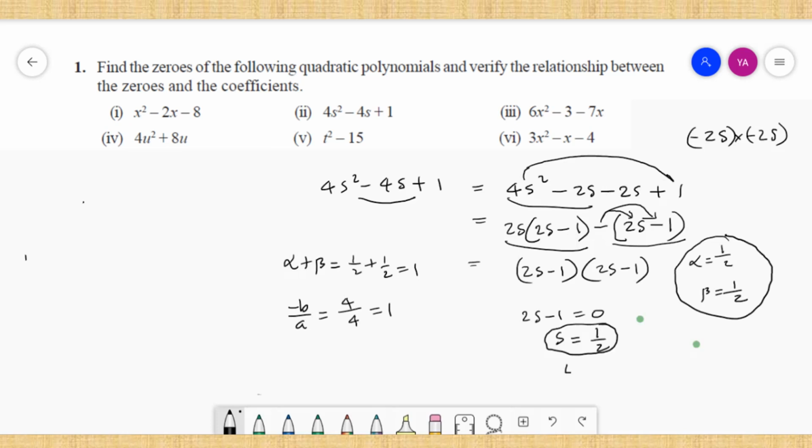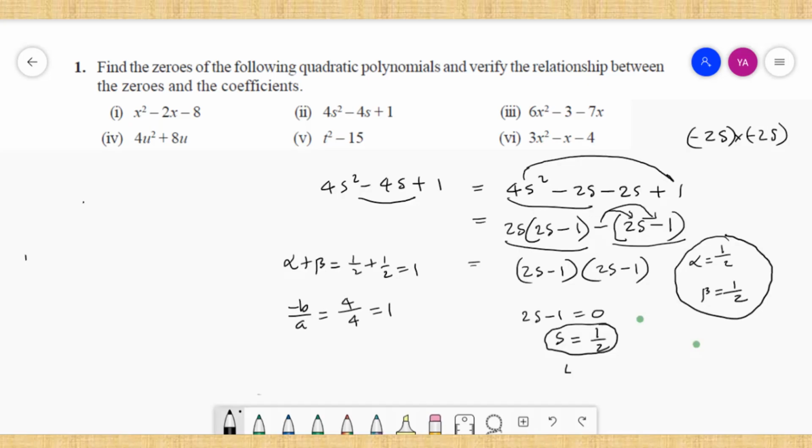The second relationship: the product of the zeros is equal to c by a. You can verify that. Very simple, right? The product of the zeros is 1 by 2 into 1 by 2, that is 1 by 4. And c by a: c is 1 and a is 4, so c by a is also 1 by 4. The product of the zeros is the same as c by a. The second relationship is also verified. Now we move to sub-question number 3.